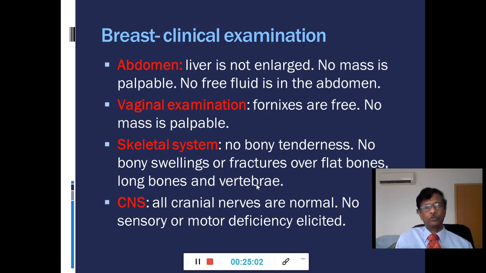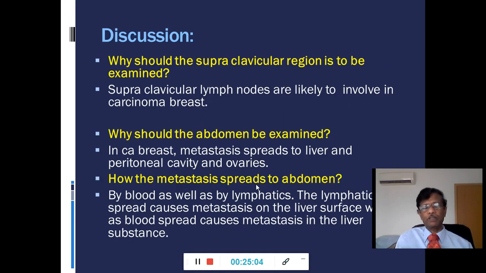Yes, you have thoroughly examined even for the metastasis also. Good examination. Then I want to ask you, why did you examine the supraclavicular region in this patient? Supraclavicular lymph nodes are likely to be involved in carcinoma of breast. Right. Why should the abdomen be examined? In carcinoma of breast, metastasis spreads to the liver, peritoneal cavity and ovaries.